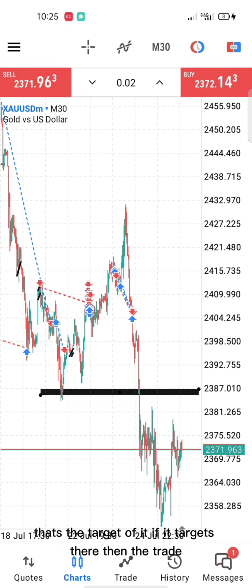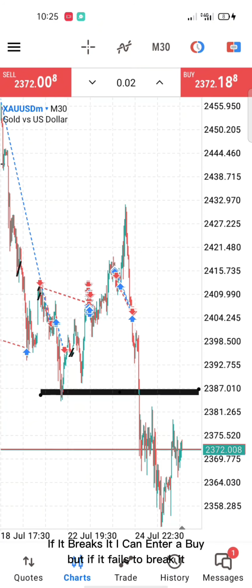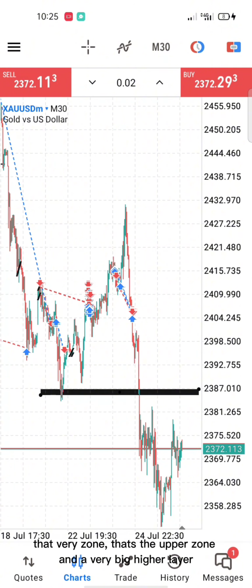If it targets there, then the trade can start dropping massively or it can break it. If it breaks it, I can enter a buy, but if it fails to break it, I can enter a sell. So currently, I'll be targeting that zone. That's the upper zone and a very big higher layer.